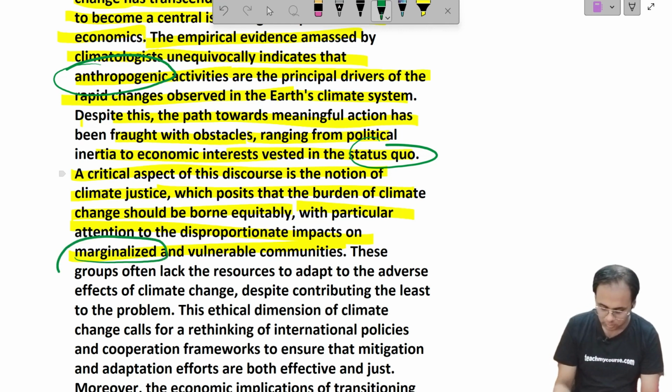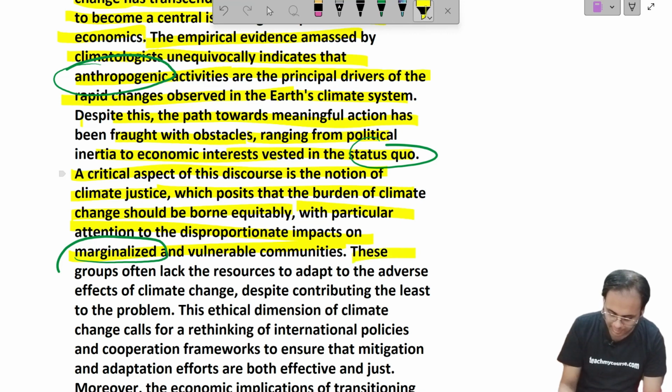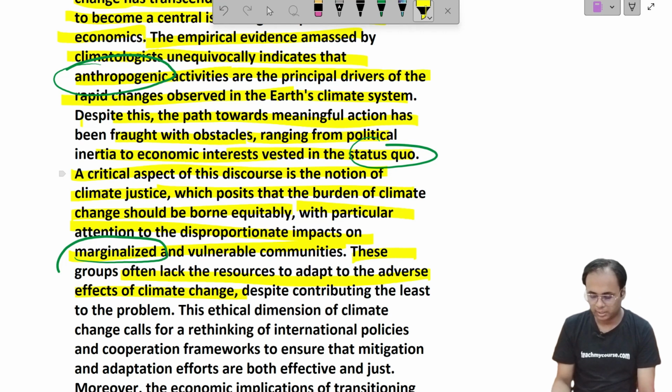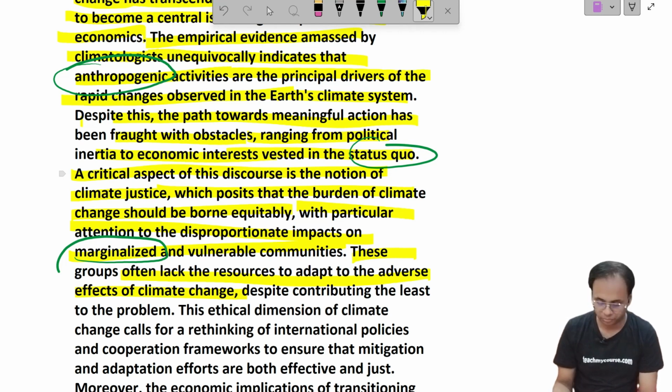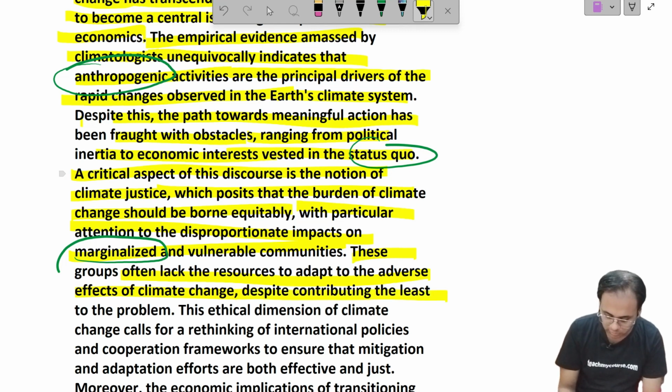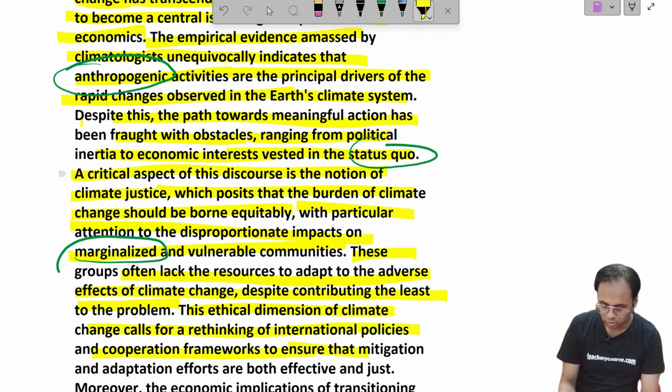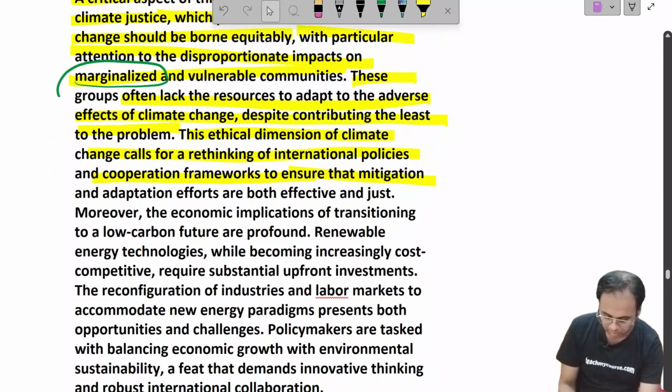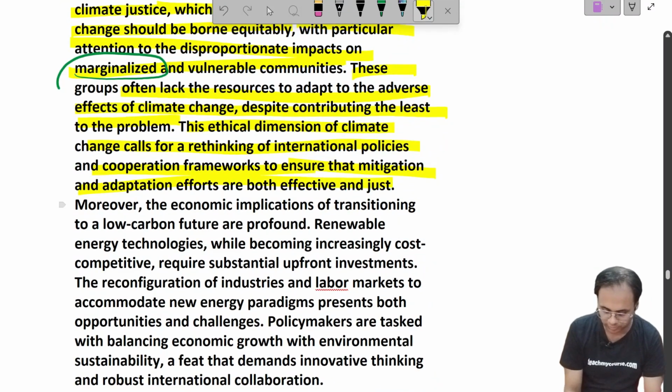Okay. So these groups often lack the resources to adapt to the adverse impacts of climate change. Like when there are climate changes, the worst affected are the marginalized communities. Okay. Despite contributing the least to the problem, this ethical dimension of climate change calls for a rethinking of international policies and cooperation frameworks to ensure that mitigation and adaptation efforts are both effective and just.